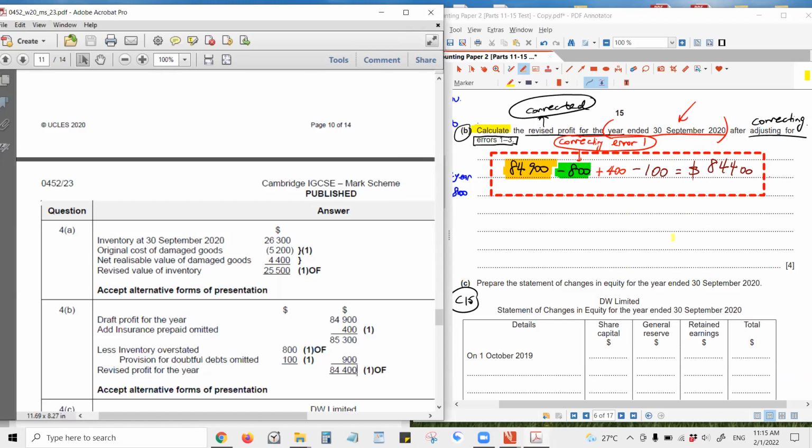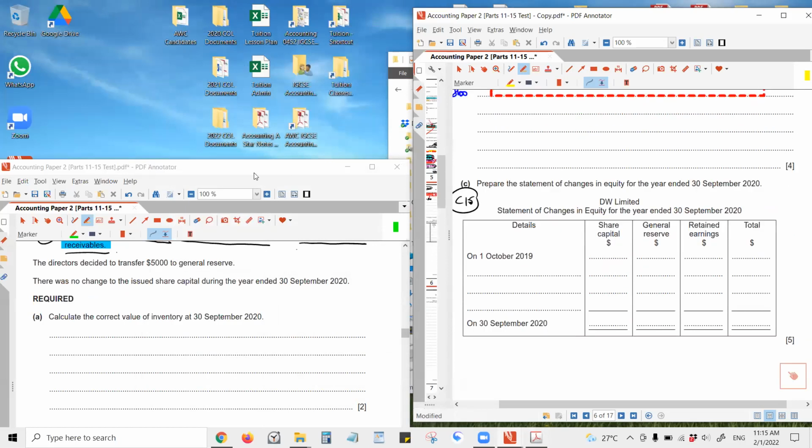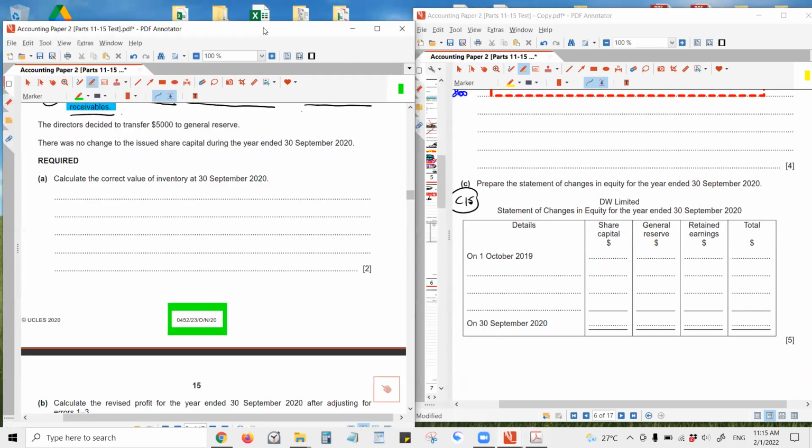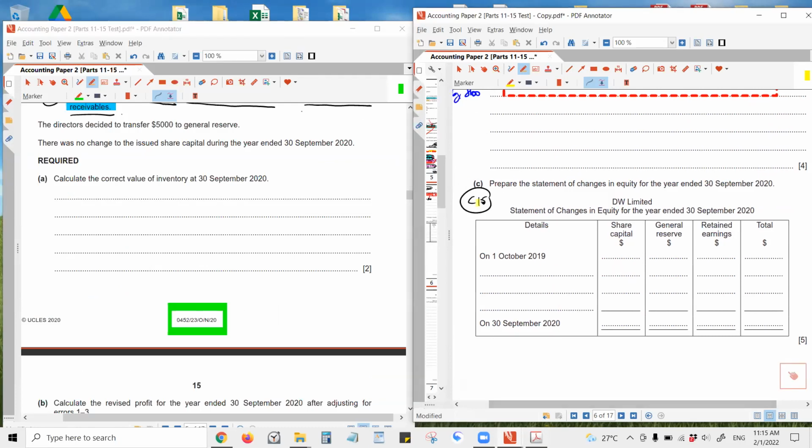So correct, the answer is 84400. We look at part C. Remember this table is a very popular table for companies' questions. What did I write here? I have forgotten. Oh, chapter 15. This is linked to chapter 15. Prepare statement of changes in equity for the year ended 30th September 2020. If you have forgotten how to do this, refer to chapter 15. There's a page where I give you a sample of this. It's very easy to do this table. Don't waste the marks. It's a 5-mark question here.